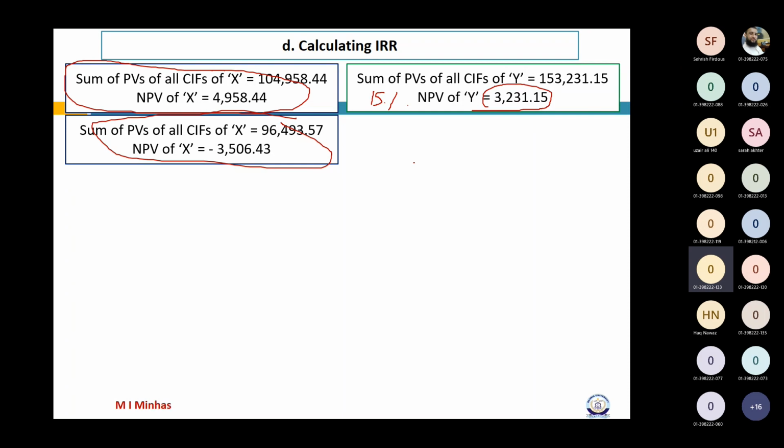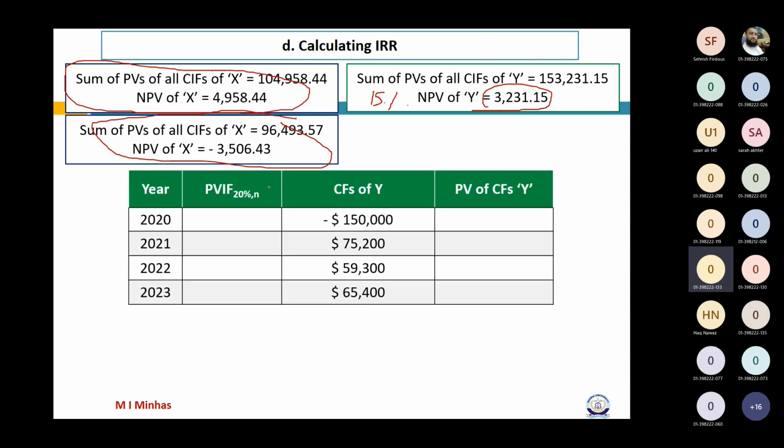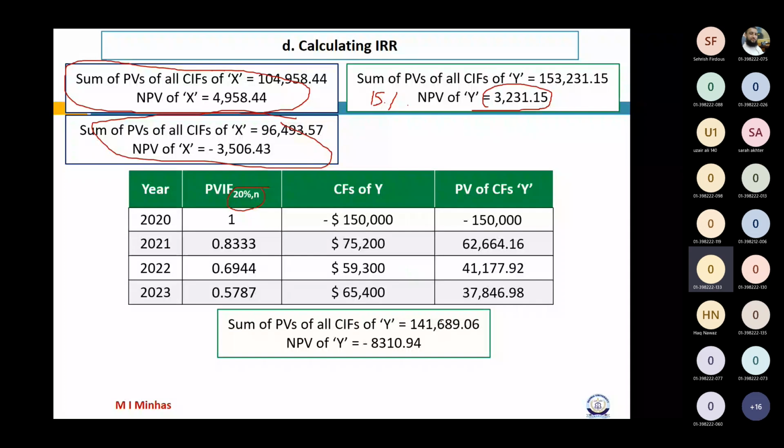So now I will do another calculation, and this time I'm doing it at 20%. Putting in the values, this is what we will get. Here, the present value of all cash inflows is 141 and something, and the NPV of Y is negative 831094. So now we have got a positive NPV at 15% and a negative NPV at 20%. Is it clear?